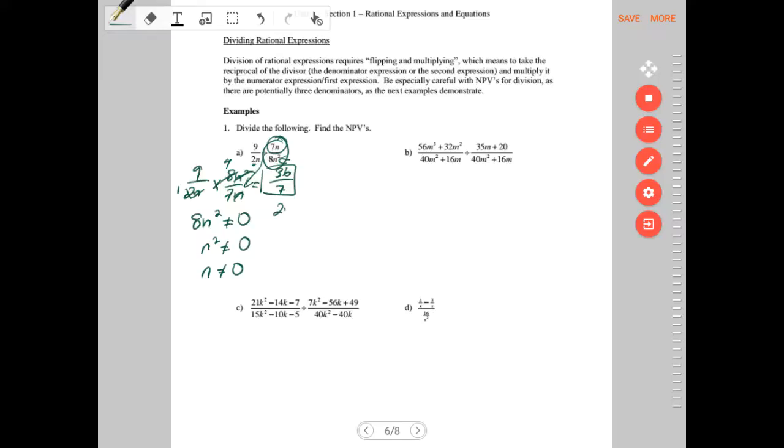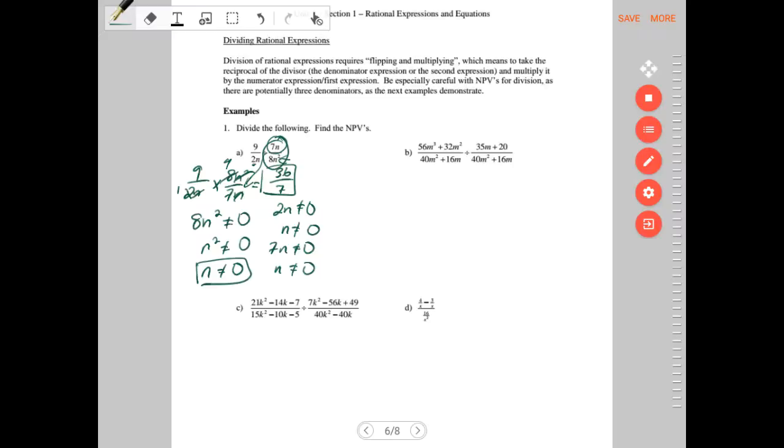Would it have mattered if I chose 2n? Nope. 2n can't be 0. n can still not be 0. Or if I chose 7n, again, divide both sides by 7. 0 divided by 7 is 0. So it doesn't matter which one I picked. They're all monomials, so all of them would have given me n cannot be 0.